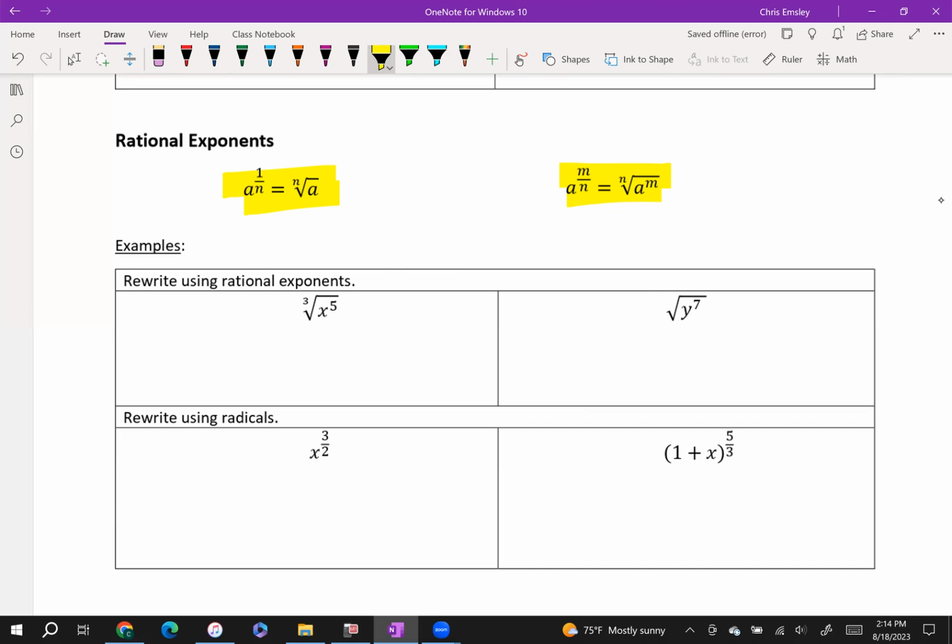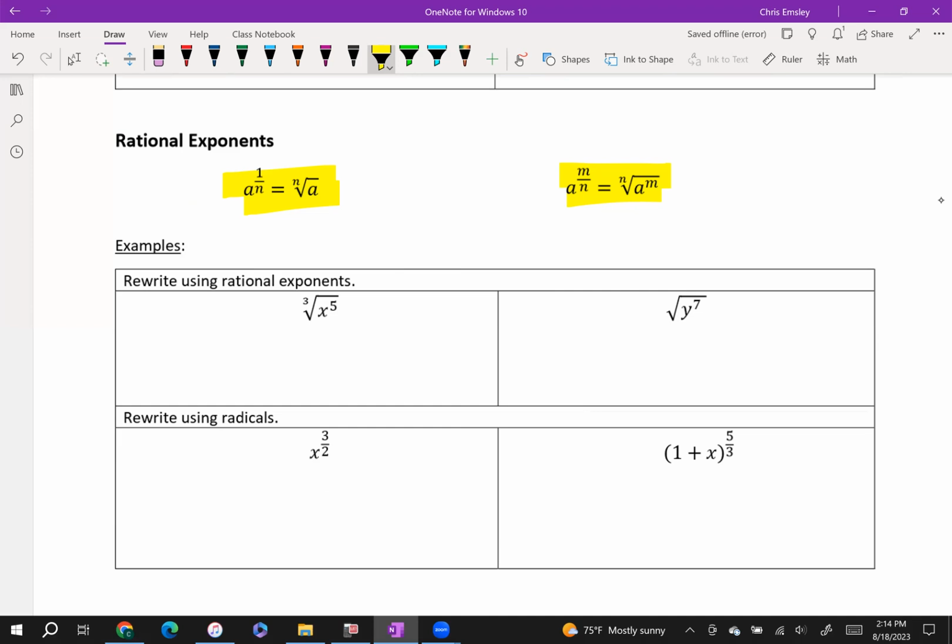If you have a 1 on the top, that means you just have an a, or whatever your base is, under the radical. The denominator, the bottom, becomes the index. If you have numbers other than 1 on the top and the bottom, the top tells you your exponent, the bottom tells you your index.